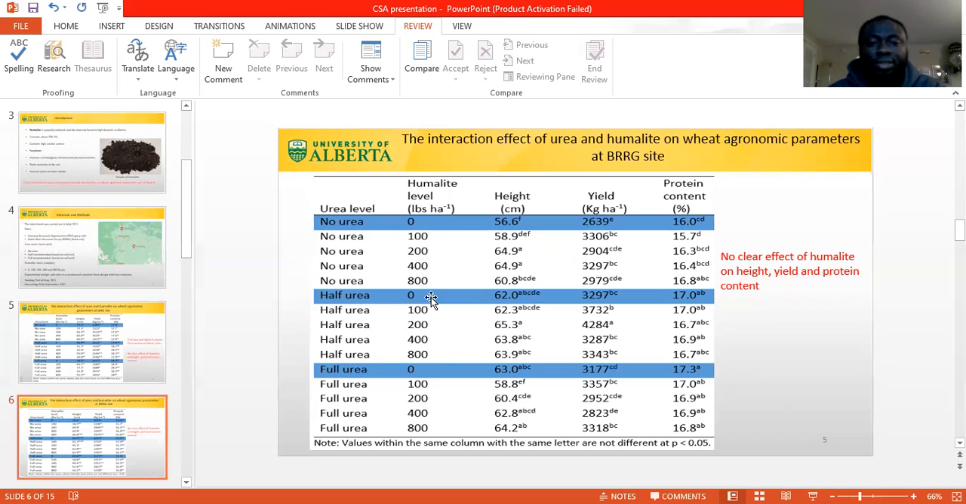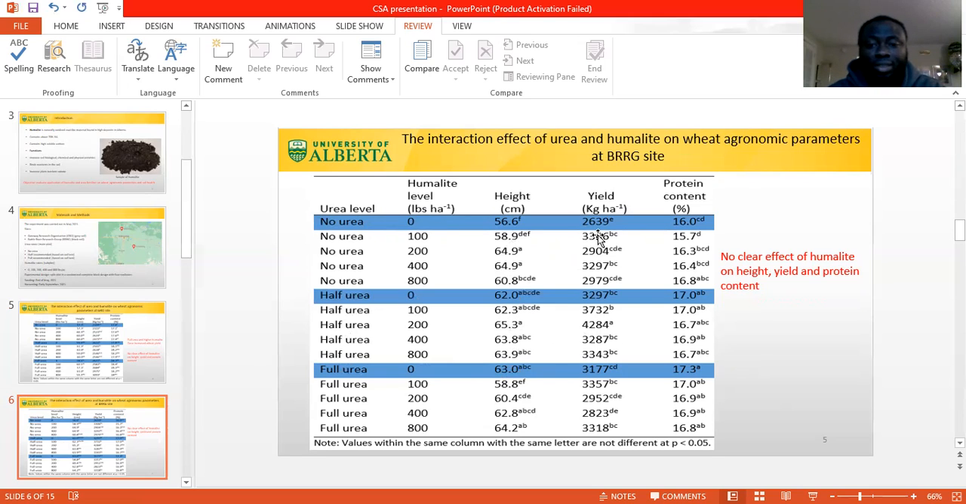But as we can see, even with no humalite and half urea and full urea, we found that it wasn't significantly different from the humalite treatment. And so therefore, we didn't have a clear difference of humalite treatment.